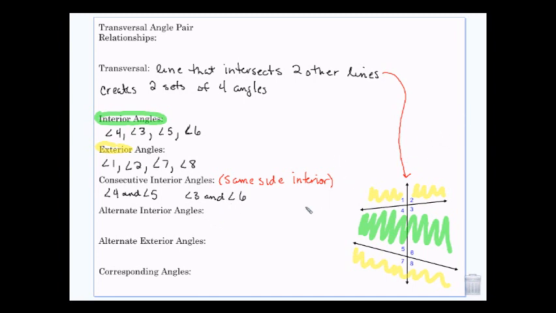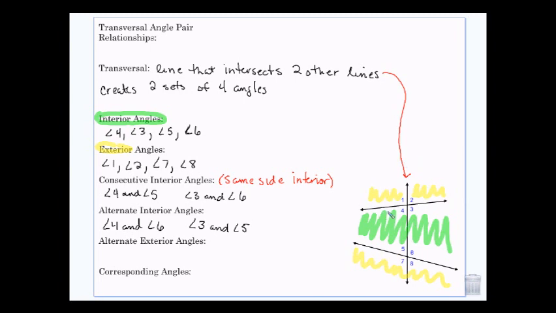And then you have something called alternate interior angles. So again, they're in the green part because they're on the interior, but they're on opposite sides of the transversal. So angle 4 and angle 6 make an alternate interior pair, and then angle 3 and angle 5. And they kind of make an X. You see, like I can make an X between 3 and 5 and 4 and 6. So the alternates make an X.